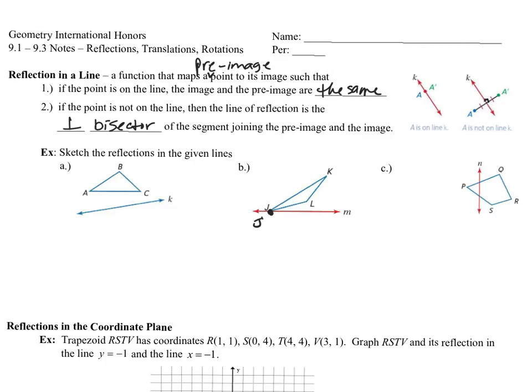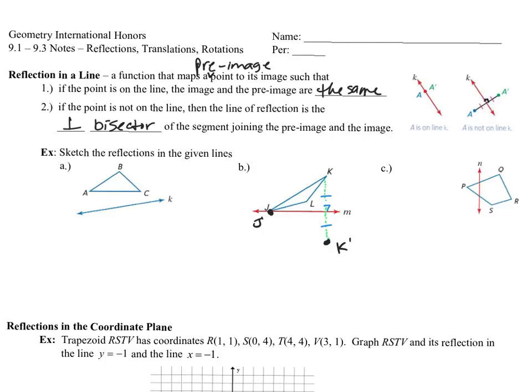Okay, now let's move on to K. So what we need is to draw or place the point such that line M is the perpendicular bisector of a line that connects K, the pre-image point, to K prime, its image point. So I'm just going to sketch a line, and what I'm trying to do is just freehand draw, and right about there is where K prime would be. Okay, and you can see that the line M is the perpendicular bisector of the line that connects K to K prime.